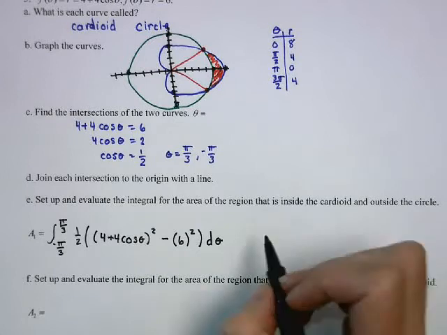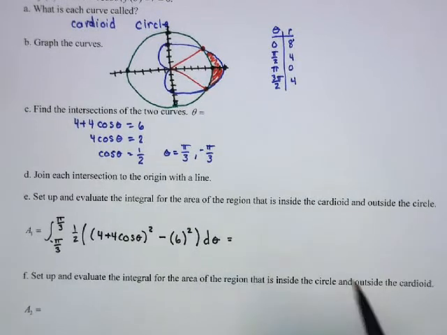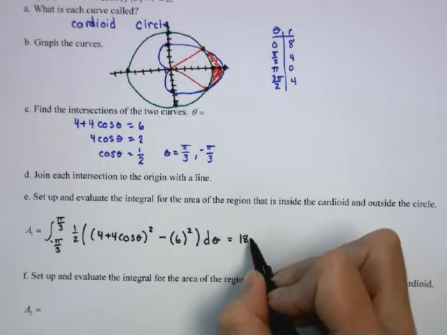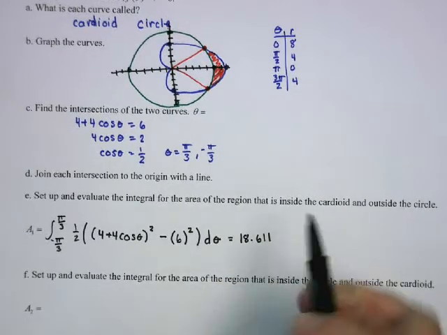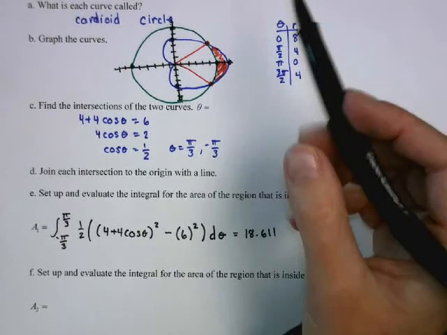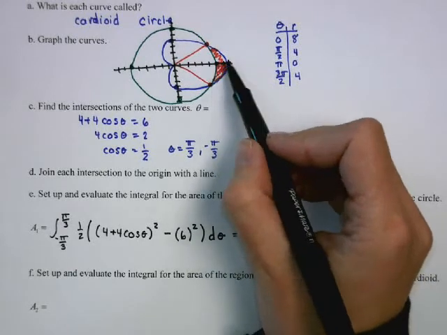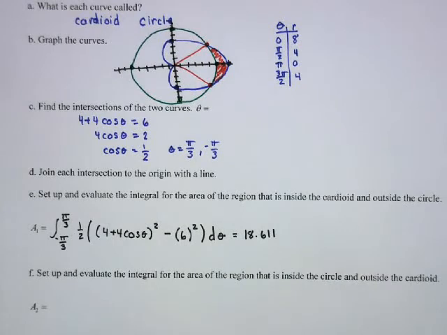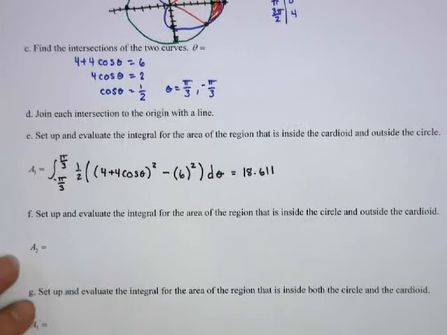And we can just let the calculator do this for us. So you just type it in as you see it, and you get 18.611. The alternative, and something that's really pretty frequently used in these polar graphs, is you can use the symmetry. I could have done 2 times the integral from 0 to pi over 3 to evaluate this, which I will do in the next case.